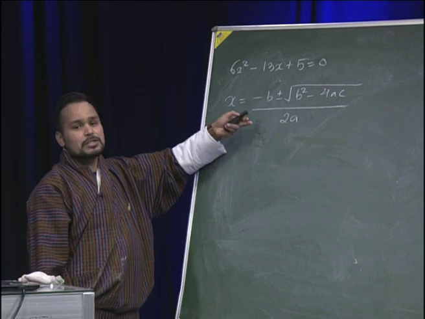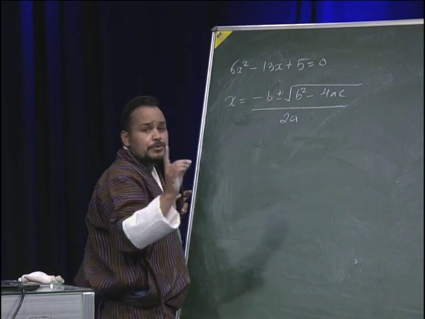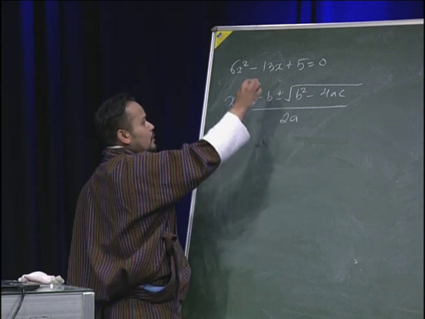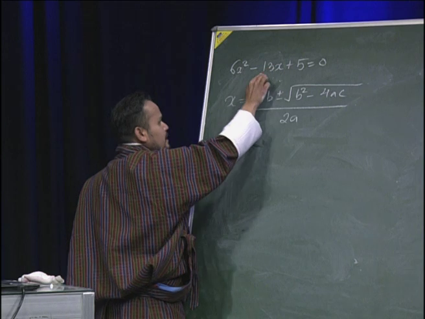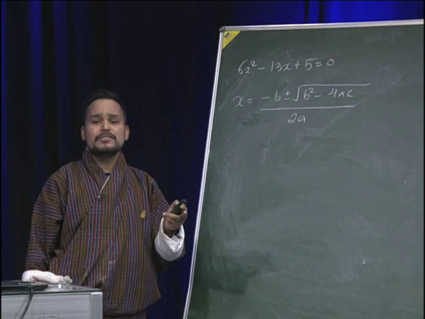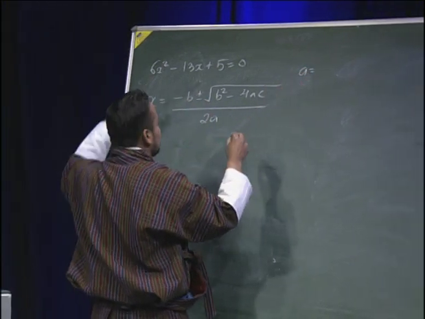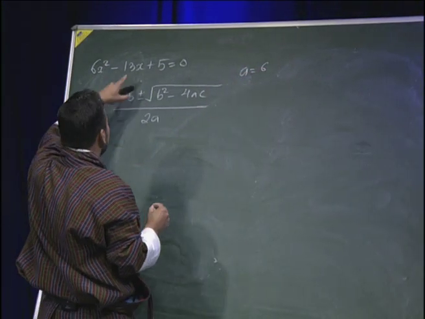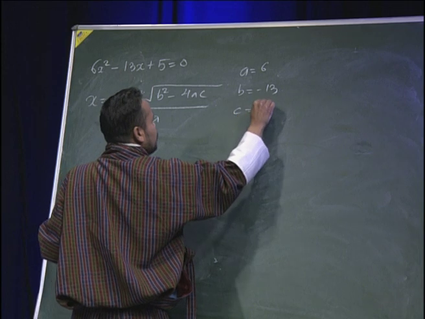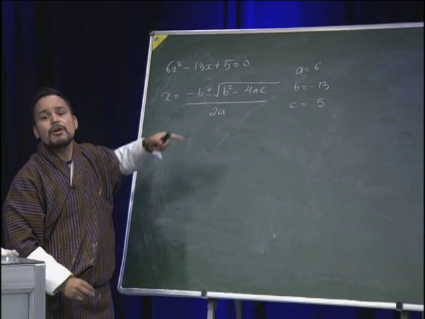This formula is called the quadratic formula. Here x equals means it is giving two roots. With plus it is going to give the first root, with minus it is going to give the second root. Here a, b, c are the coefficient of x square, the coefficient of x and the constant term. Before you proceed with the formula, first of all identify the values of a, b, c. In this case, a is the coefficient of x square, 6, b is the coefficient of x, negative 13, and c is equal to 5. Now I can substitute the values of a, b, c in my formula.